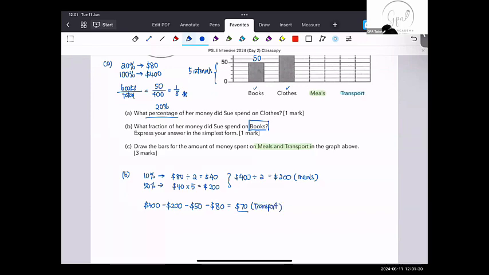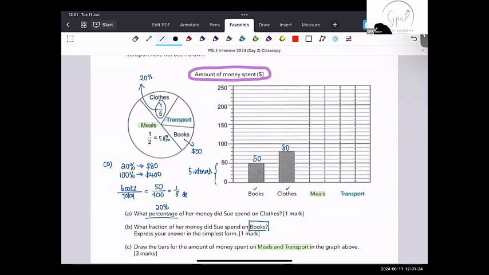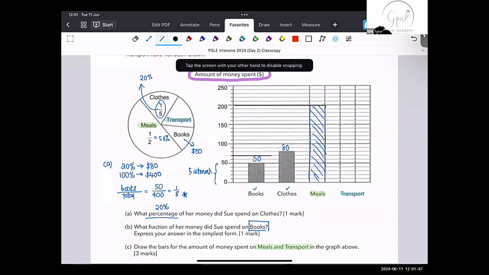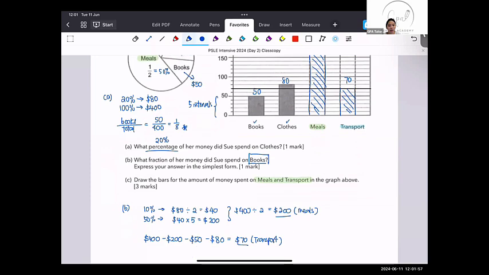Then the next thing is to draw the graph carefully. So if I were you, $200 is easy. I just need to make sure that $70, just need to be a bit careful. Don't draw the wrong line. 70 will be here. Use your ruler. Mark out where 70 is. So this must be 70, this must be 200. Double check.